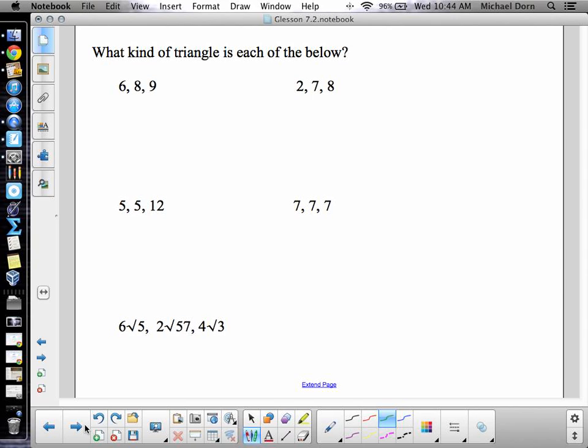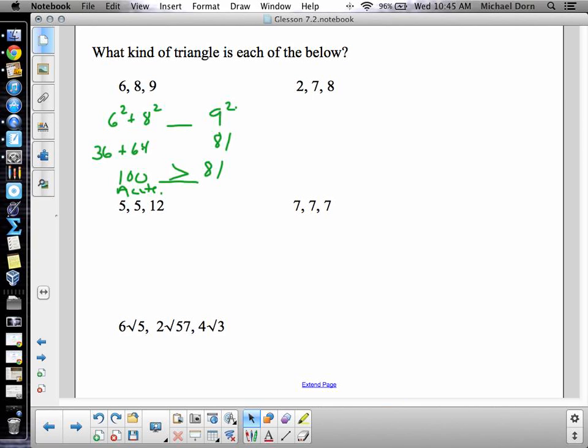6, 8, and 9. What kind of triangle is it? Well, 6 squared plus 8 squared, and we're going to compare 9 squared. 6 squared is 36, 8 squared is 64, 9 squared is 81. 36 plus 64 is 100, and this is 81. C squared is too small. What kind of triangle is it? It's acute.